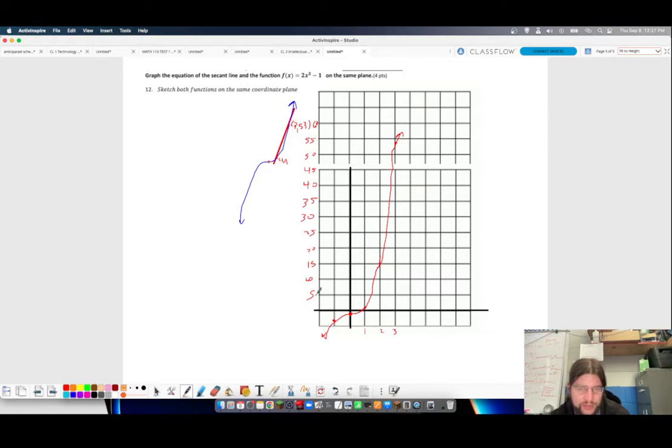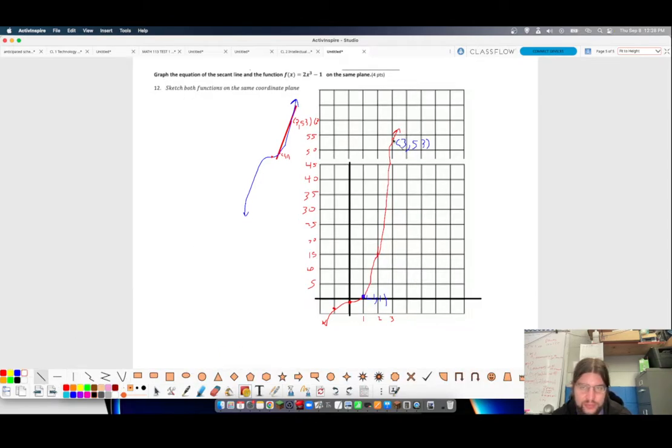And then let's emphasize these dots right here: 1, 1, and 3, 53. Connect those dots with a straight line, because that's your secant line. And that's what I do. So use your ID or something as a straight line drawing tool. Make a little grid and just plot it.